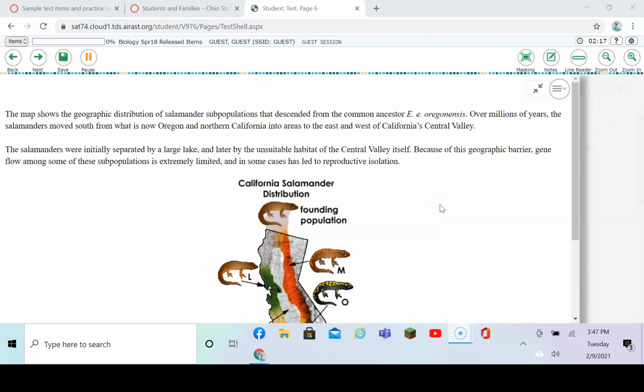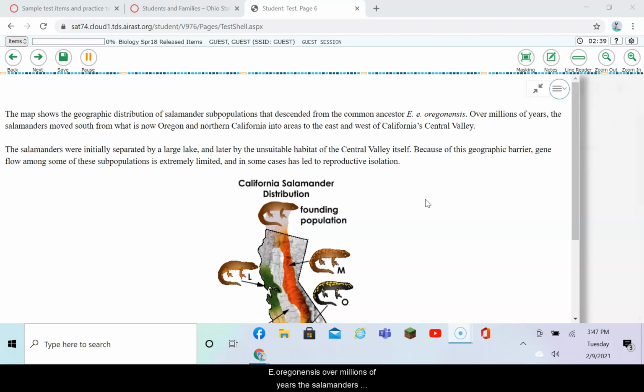Hello, students. Today we're going to look at a question from the 2018 state biology test. The reason I've separated it out is because it's kind of lengthy, so I thought I'd do a separate video on it. The map shows the geographic distribution of salamander subpopulations that descended from the common ancestor E.